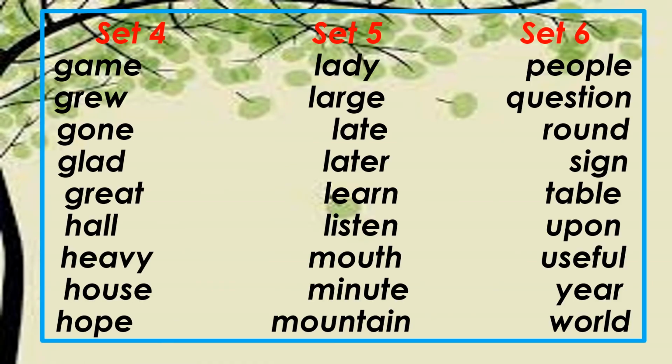Let's have another set. Set 4, set 5, set 6. Game, grew, gun, glad, great, hall, heavy, household. Lady, large, late, later, learn, listen, mouth, minute, mountain. People, question, round, sign, table, upon, useful, year, world.